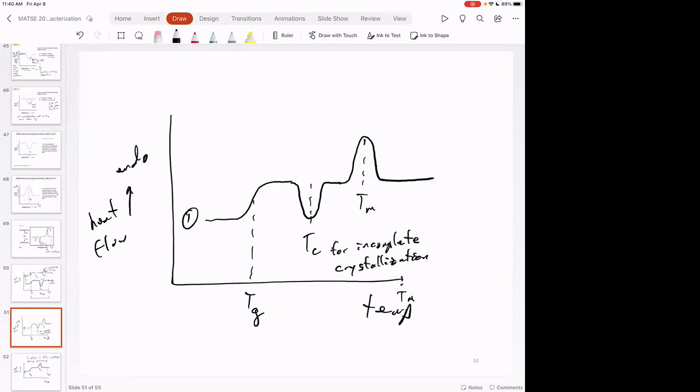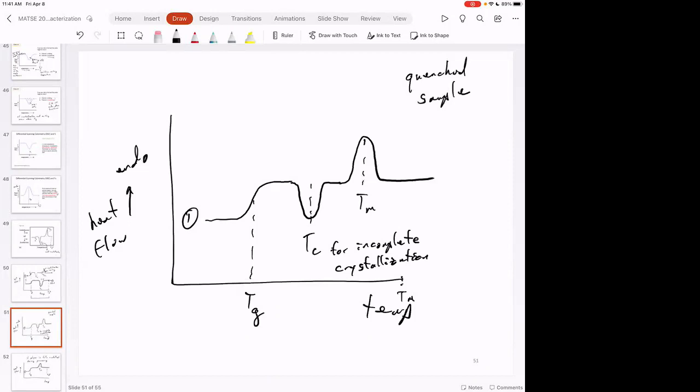Like if we quenched the polymer, so if we took a semicrystalline polymer from TM0 and we quenched it to below TG, the driving force, because it's a semicrystalline polymer, is to crystallize. So as we heat it up above TG, it will crystallize, then it will melt. So this is a quenched sample. Okay. So it can get complicated.